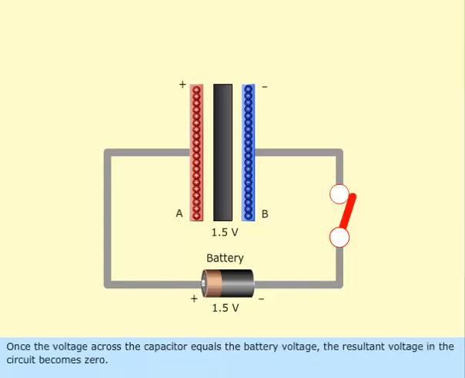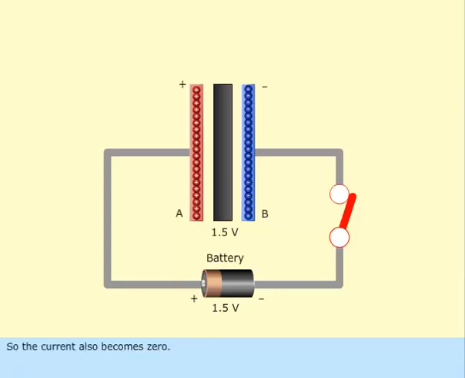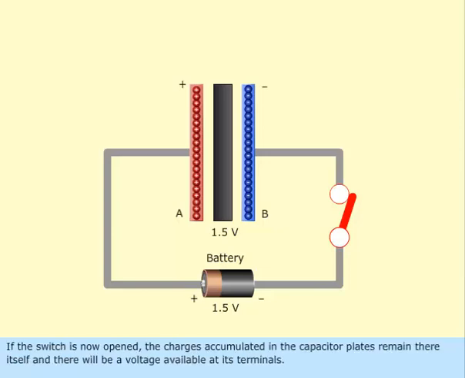Once the voltage across the capacitor equals the battery voltage, the resultant voltage in the circuit becomes zero. So the current also becomes zero. The capacitor is now fully charged. If the switch is now opened, the charges accumulated in the capacitor plates remain there itself, and there will be a voltage available at its terminals.